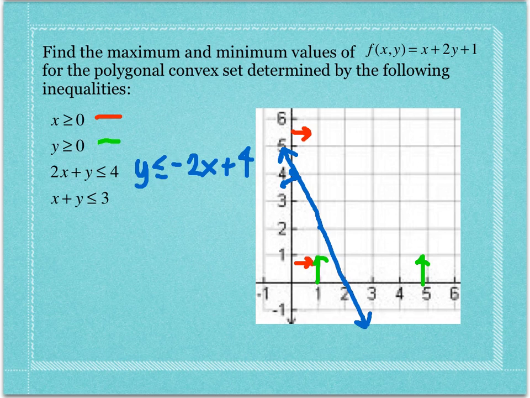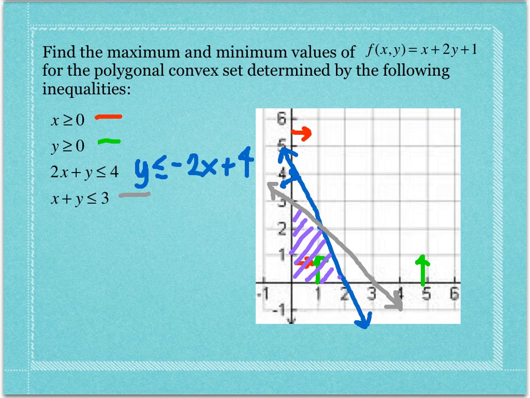Then my final one, I'll switch colors again, one we haven't seen before: x plus y is less than or equal to 3. This is a good one to use the intercept method. If x were 0, y would be 3, and if y were 0, x would be 3. So it's going to look like this, and again its shading would be to the left because it's less than. So perhaps you can picture my final shading, where all of these intersect, is going to be this region right here, which I'm shading like that.